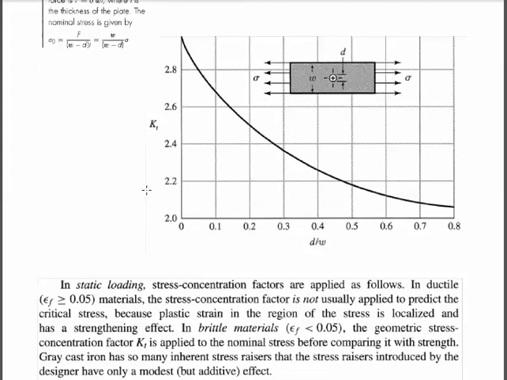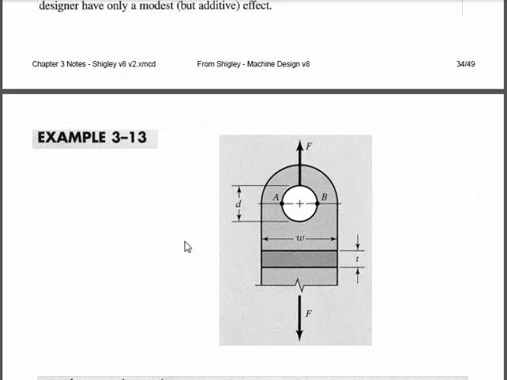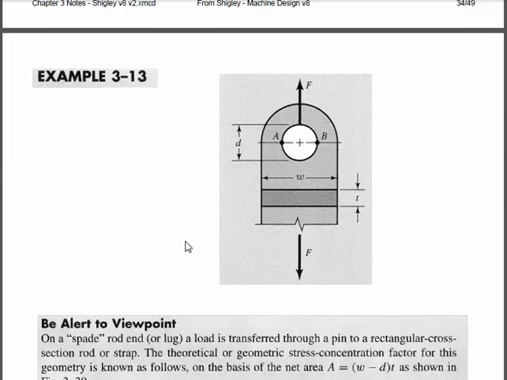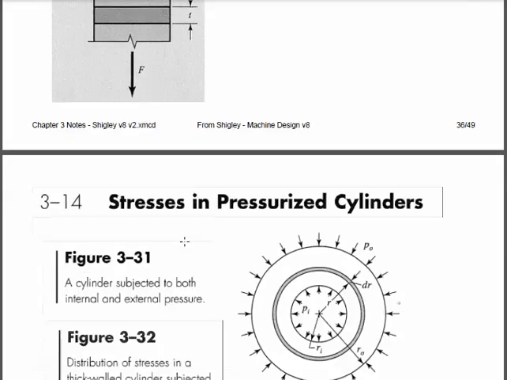Of course, we want to remember that in static loading, we only apply the stress concentration factor to brittle materials. And for brittle materials, we would apply the stress concentration factor, except for gray cast iron, which is so junky that it already has its own internal stress concentration factor, and that's been taken into account in the material properties for it. That would be stress concentration factors. An example: you may look at the example.